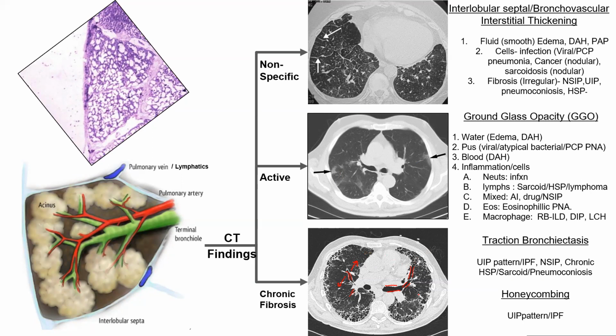And you can see traction bronchiectasis in a bunch of different diseases: UIP, NSIP, even chronic hypersensitivity pneumonitis, sarcoid, or even pneumoconiosis. You can see it as a sign of fibrosis.